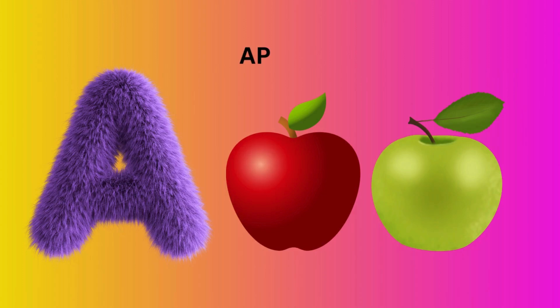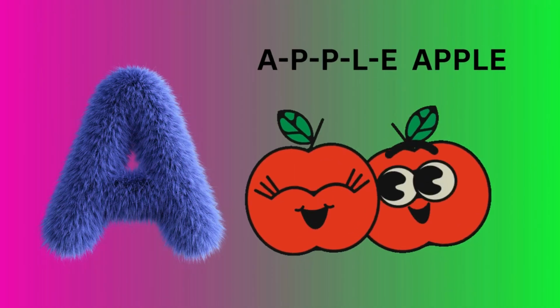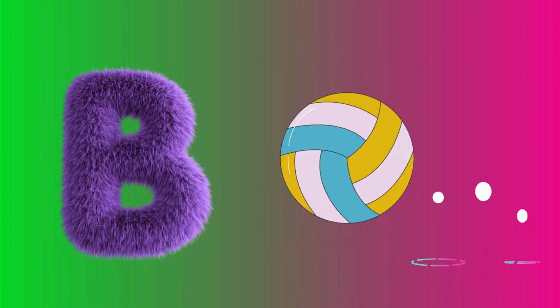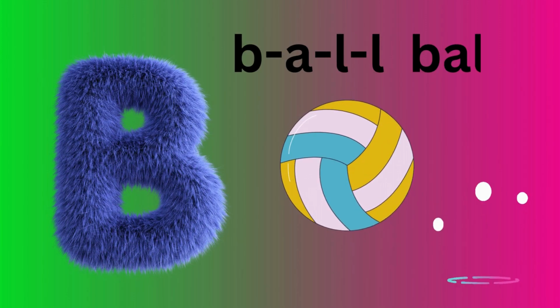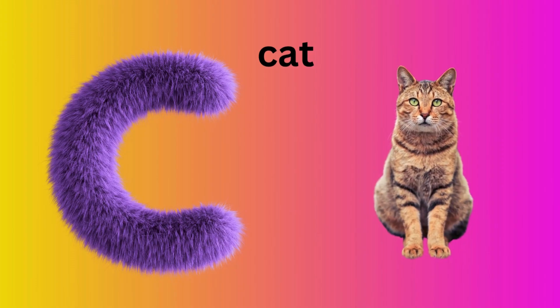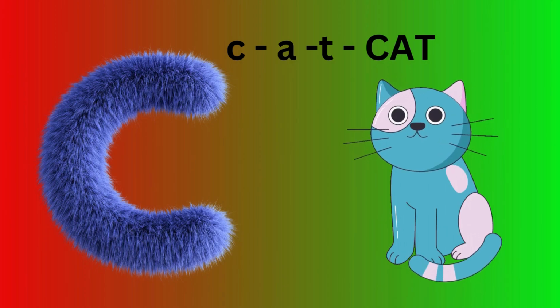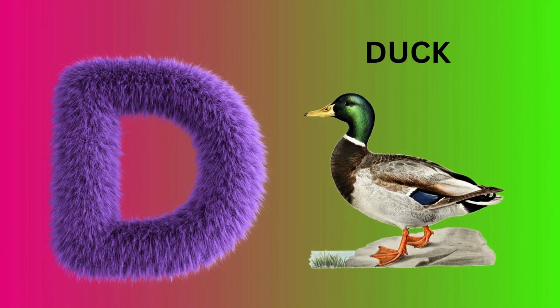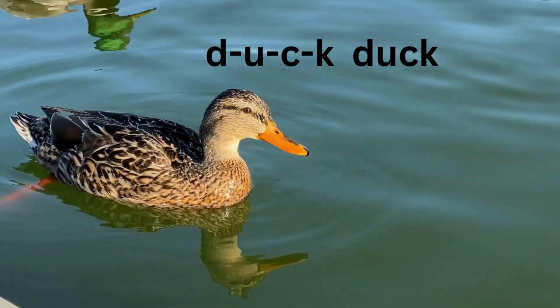A is for apple. A, P, P, L, E, apple. B is for ball. B, A, L, L, ball. C is for cat. C, A, T, cat. D is for duck. D, U, C, K, duck.